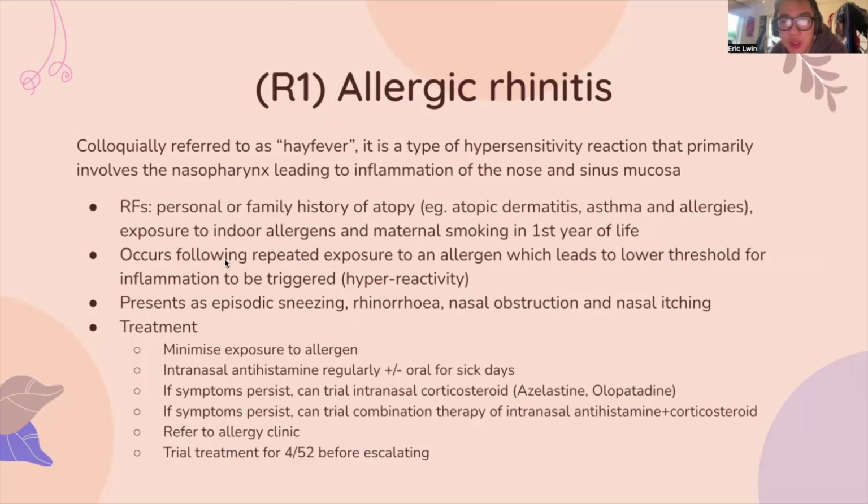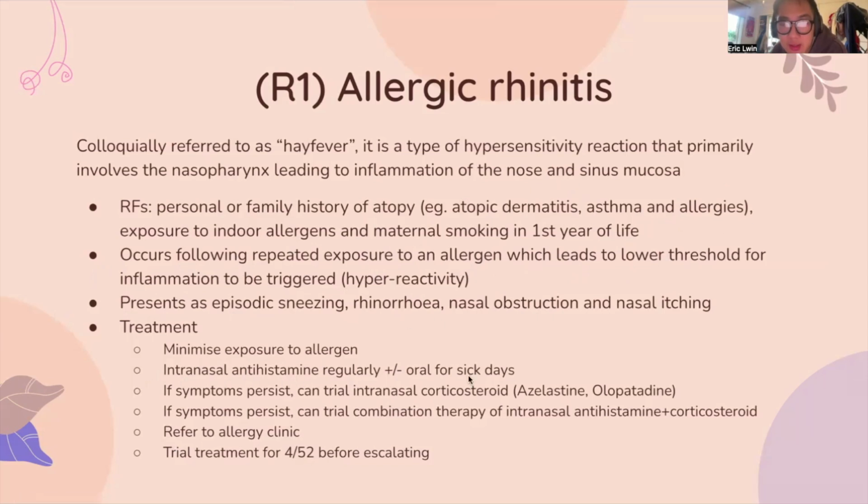Exposure to indoor allergens and maternal smoking in the first year of life. The pathophysiology is kind of similar to your other hypersensitivity reactions, but they occur following repeated exposure to an allergen, which leads to a lower threshold for inflammation to be triggered. It typically presents as episodic sneezing, rhinorrhea, nasal obstruction, and nasal itching, and potentially eye itching as well.